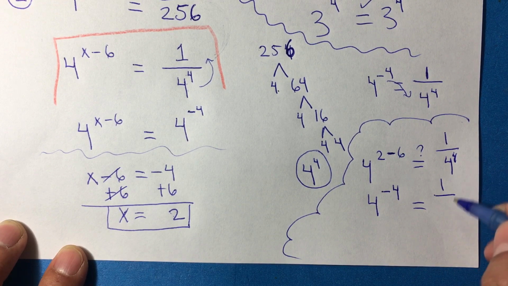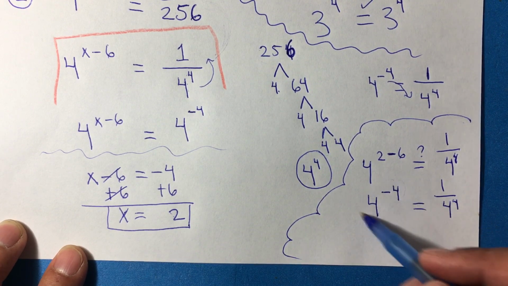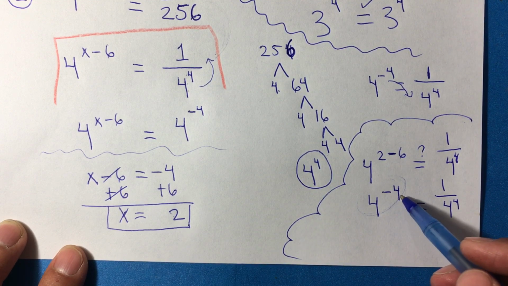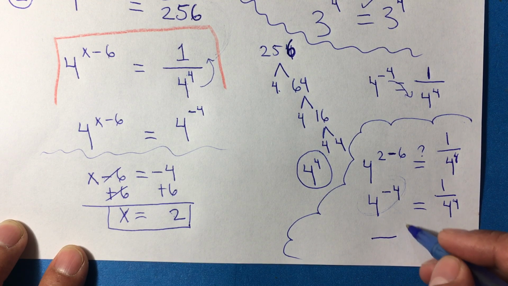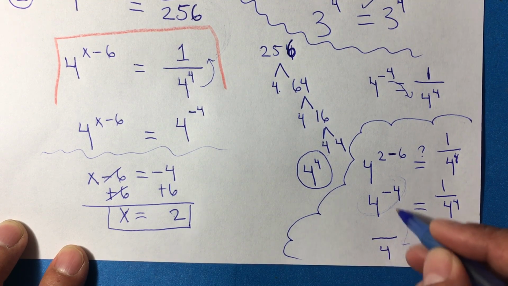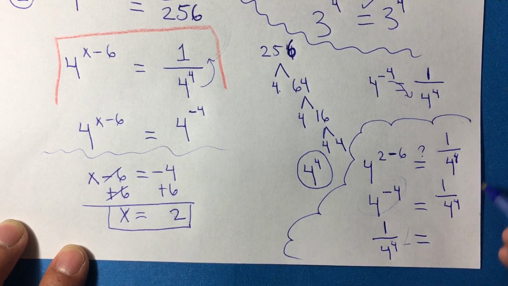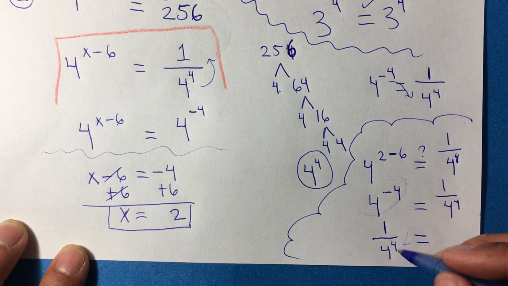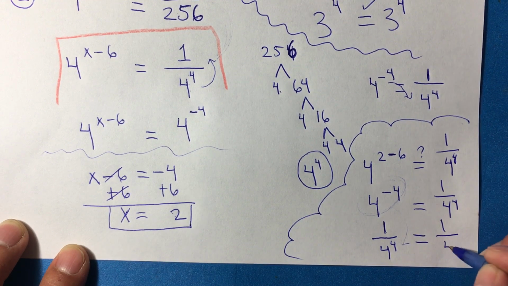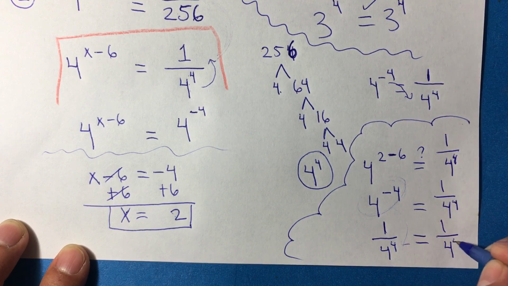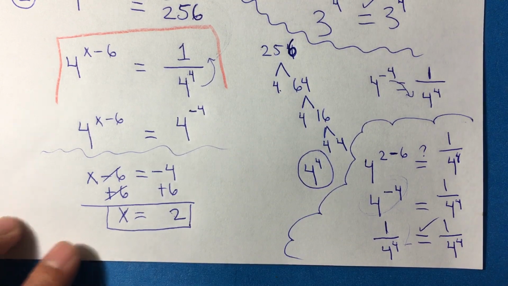We bring this down, 1 over 4 to the fourth power. And then remember that when we have a negative exponent, we send it to the denominator. Okay, to the denominator, so it's 4 to make it positive. And we just put a 1 on top in the numerator. So 1 over 4 to the fourth power equals 1 over 4 to the fourth power. Okay, so we say check.